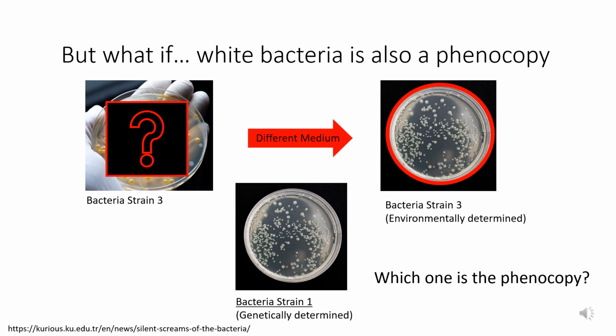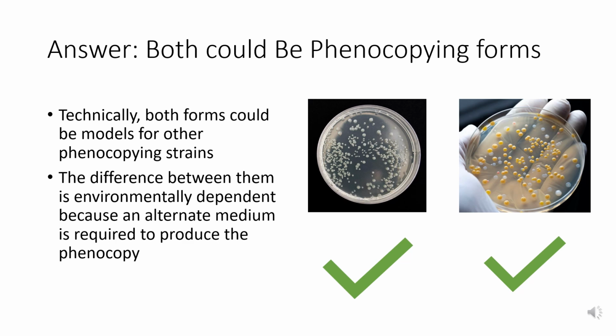So this poses the question of, in this scenario, which one is the phenocopy? For this instance, bacteria strain 3 that has been grown in a different medium, to mimic or phenocopy bacteria strain 1, would be the phenocopy. But we just said before that bacteria strain 1, when grown in a different medium, was the phenocopy. So how do we answer this question? And the answer to this question is that both can be phenocopying forms.